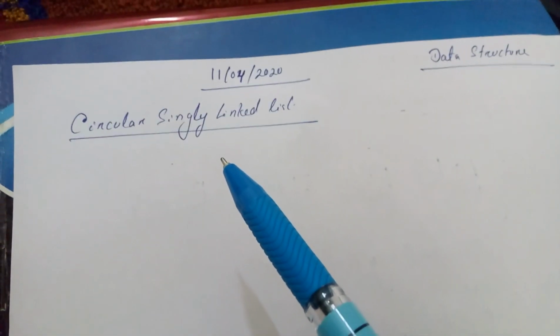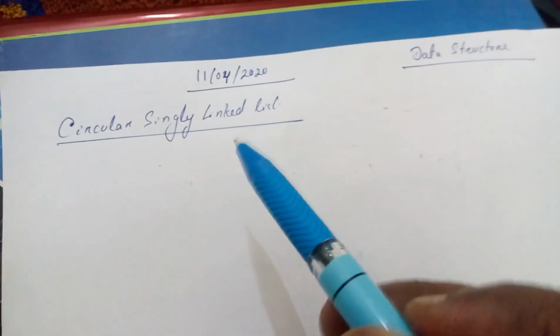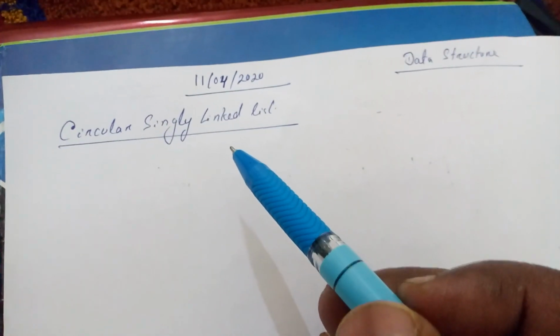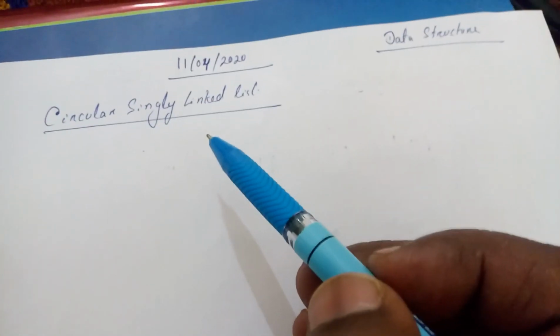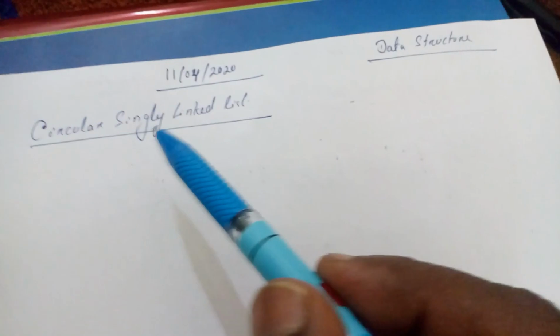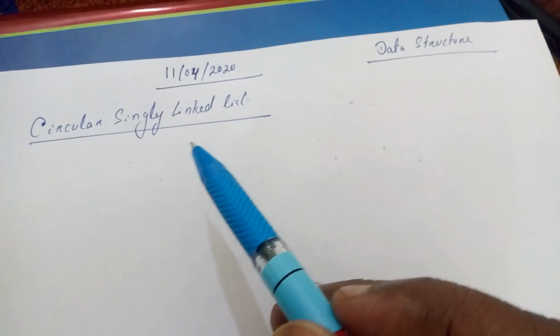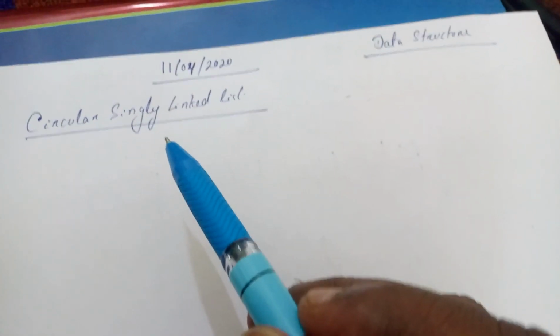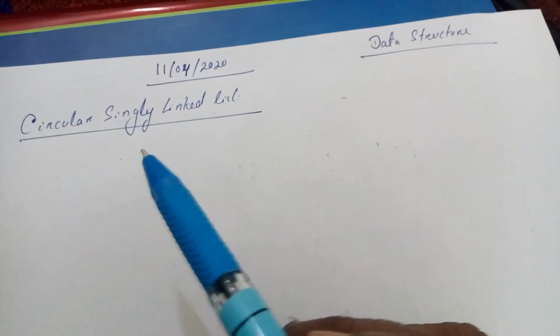Today we'll see circular single linked list. In the previous class we have seen single linked list and its different operations like insertion and deletion at different places. A circular single linked list is a simple single linked list, but the difference is that at the last node the link part contains the address of the first node. So here it is like this.